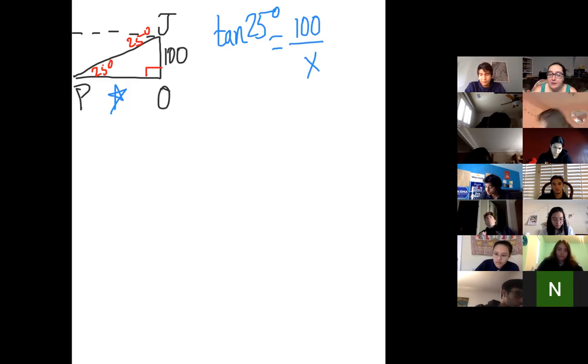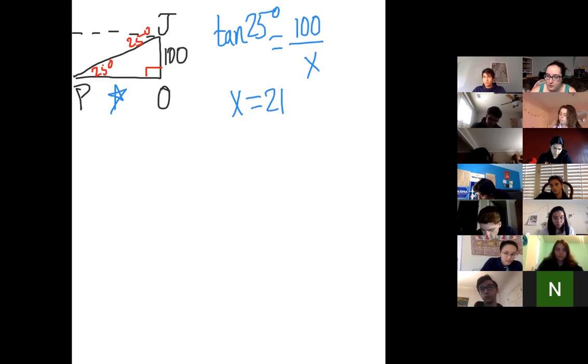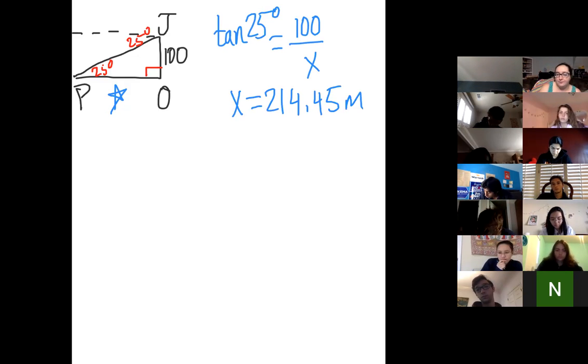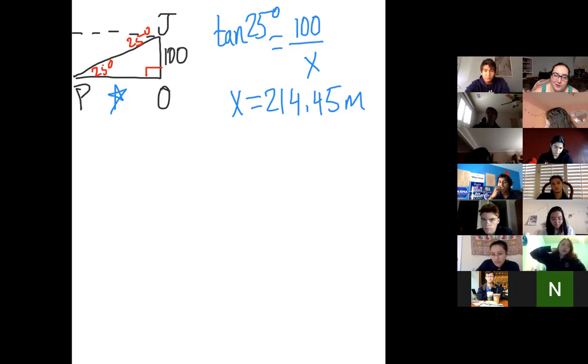Make sure your calculator is in degrees for this one because it says degrees. You should end up getting that x is equal to 214.45. I'm not going to round it any more than that because I can't yet. It's not the final answer. IB doesn't let me round a lot.